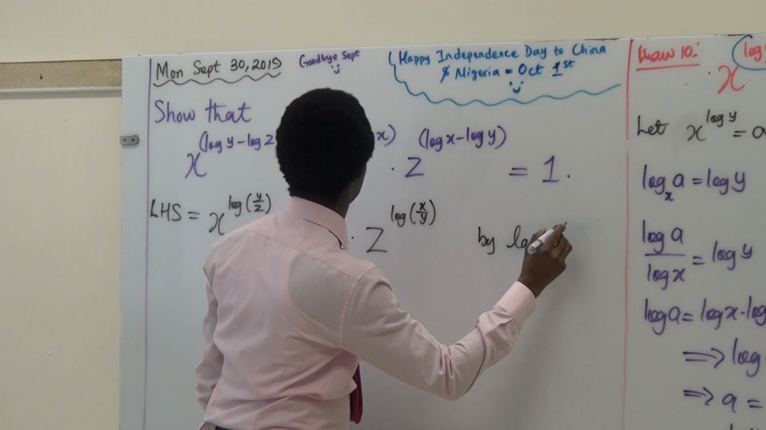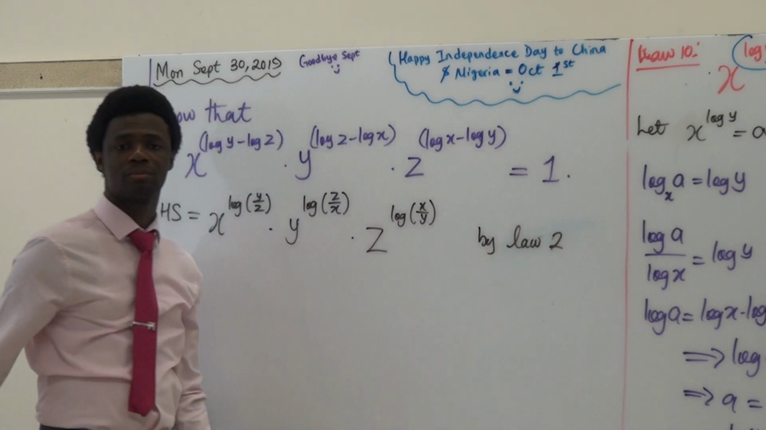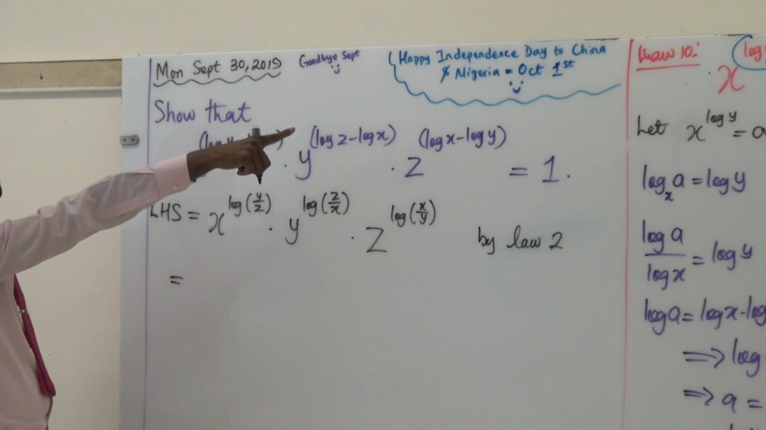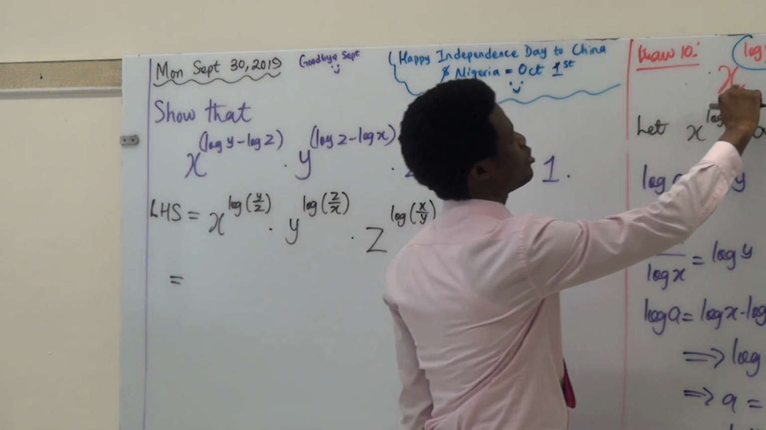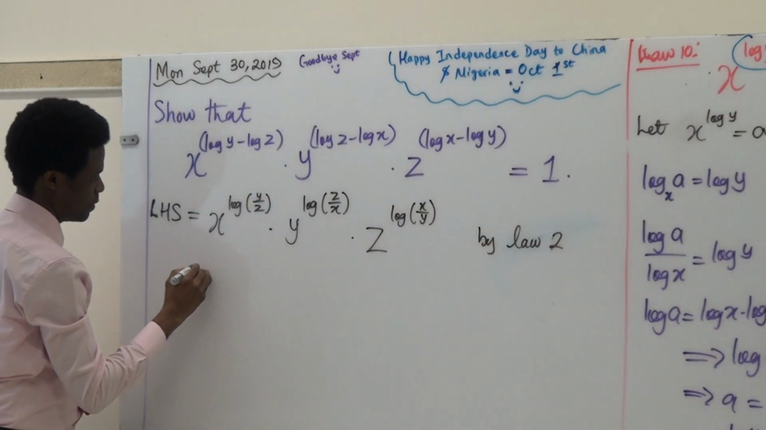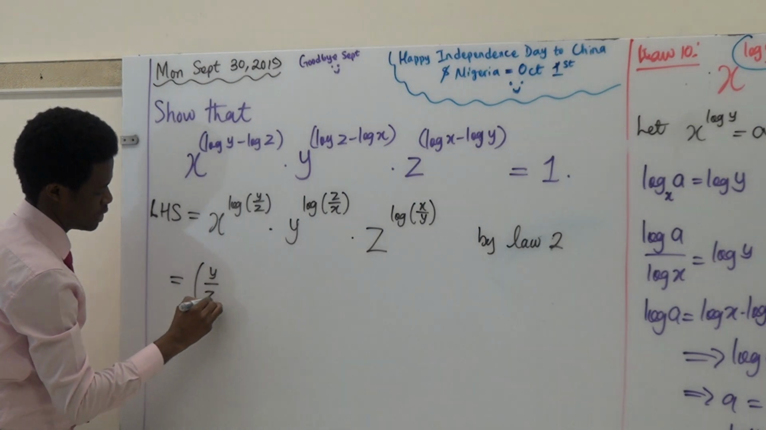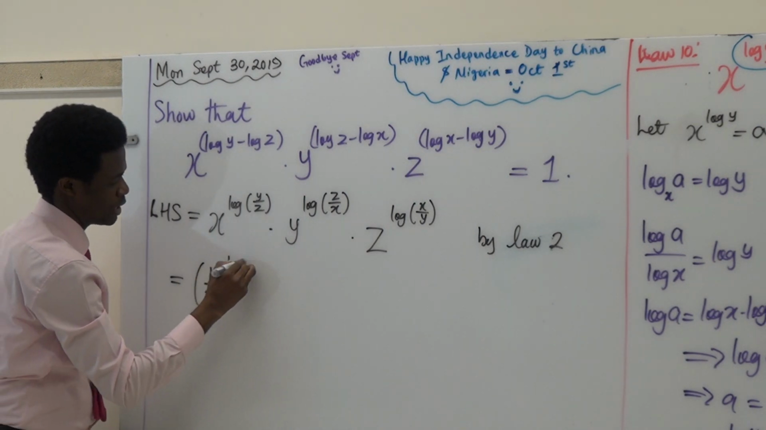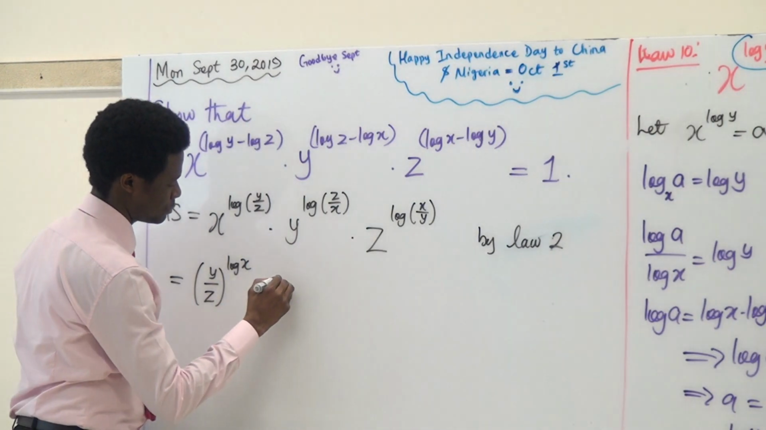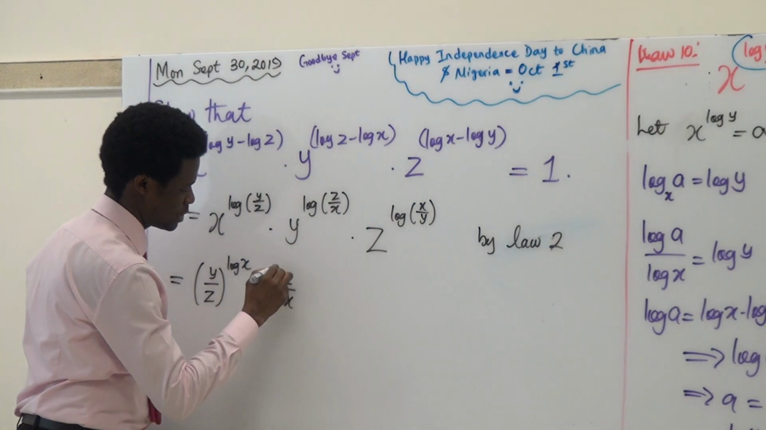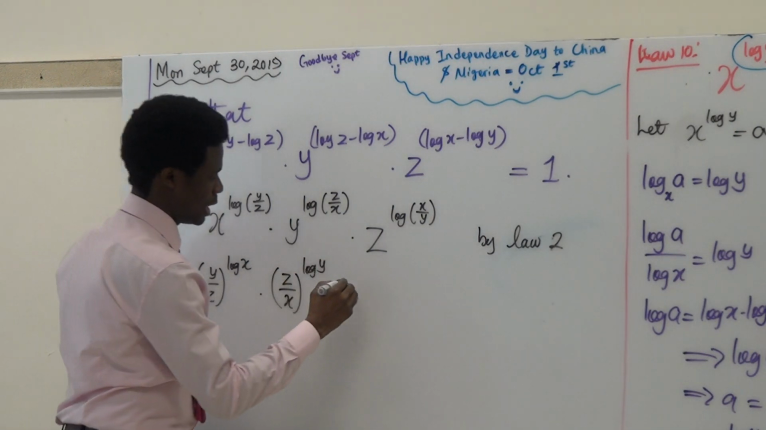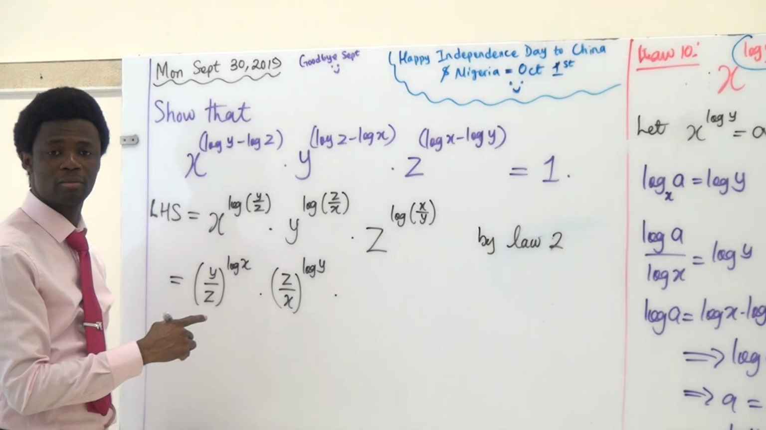Is it log 1 or 2? 2. The division. Okay? Then from here I can use this law which allows me to swap the position. And that will be y over z to power log x this time. Multiplying z over x to power log y. Yes? We're doing this. And this? Am I lost? Is there any error?